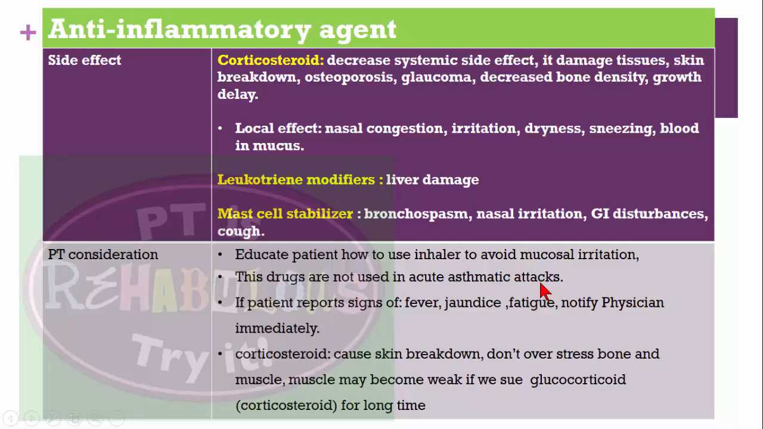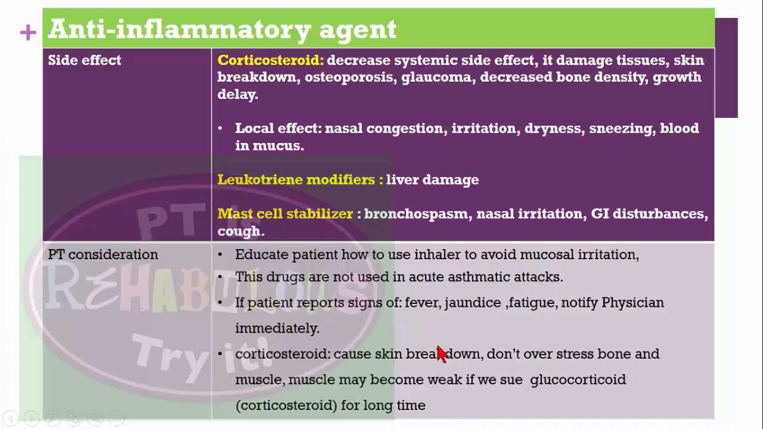An acute asthmatic attack is dangerous, so if we are using this kind of drug, it won't relieve their inflammation and the patient may die. If the patient reports signs and symptoms like jaundice, flu-like symptoms, fatigue, immediately notify their physician.